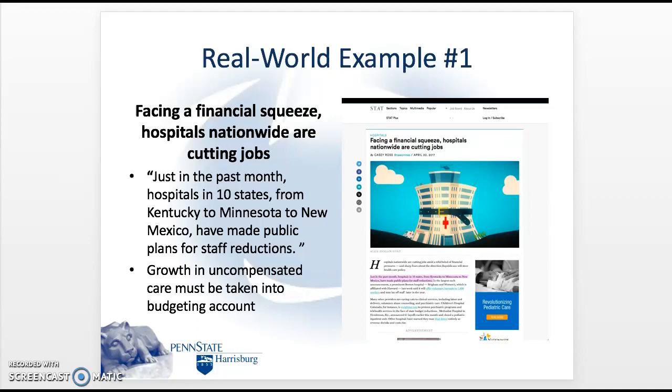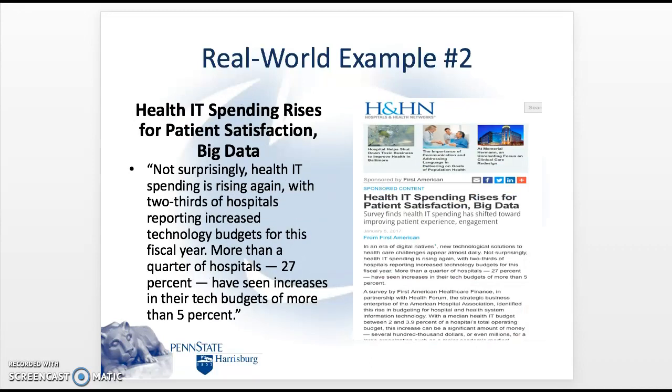Just in the past month, hospitals in 10 states, from Kentucky to Minnesota to New Mexico, have made public plans for staff reduction. So because there's this chance of a growth in uncompensated care since millions of people will be losing insurance, this now must be taken into account in the budgeting sectors of these healthcare systems. Because of the growth in uncompensated care, they must then cut costs somewhere else, which in this case, they're cutting staffing.